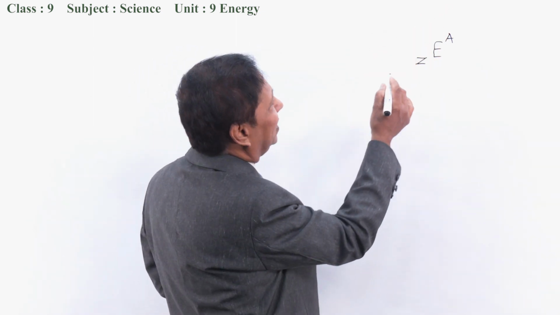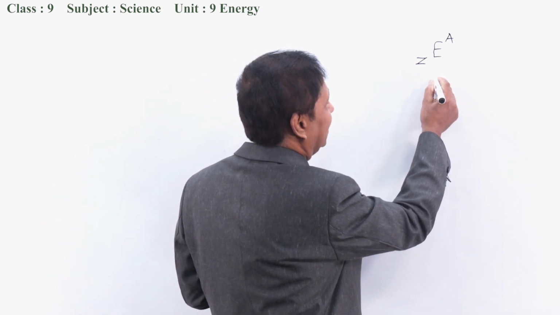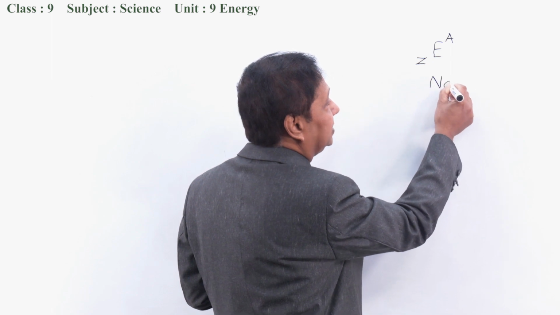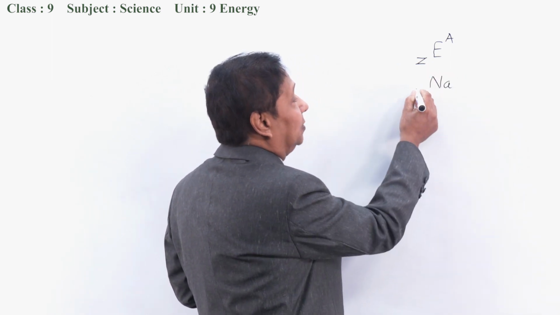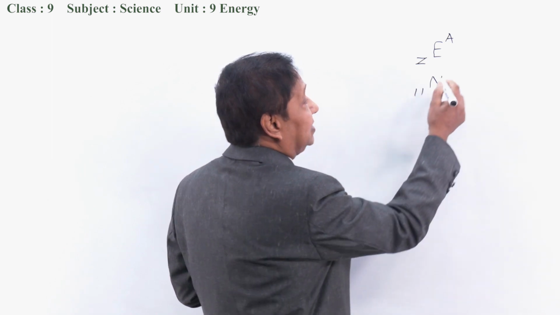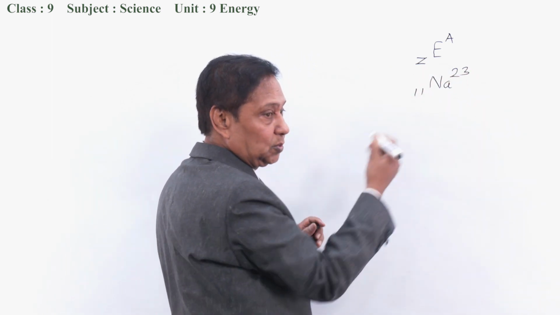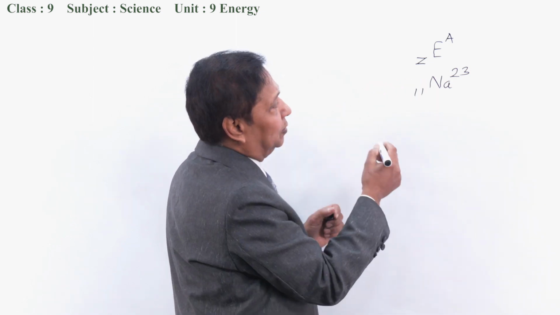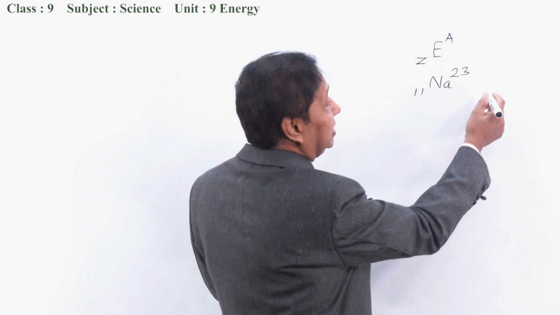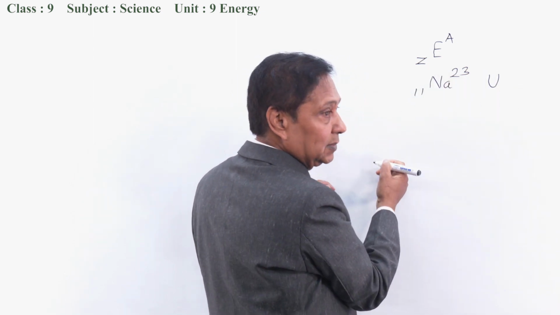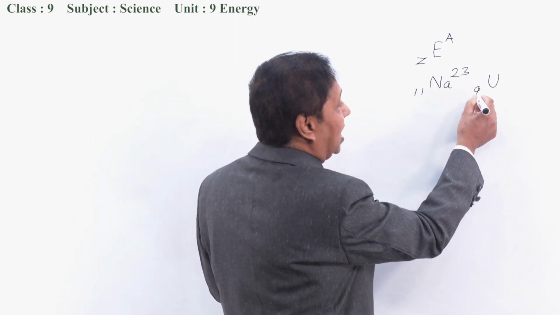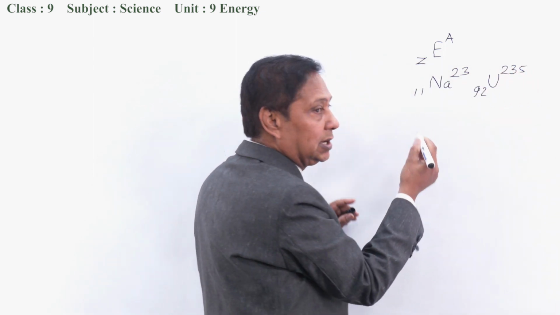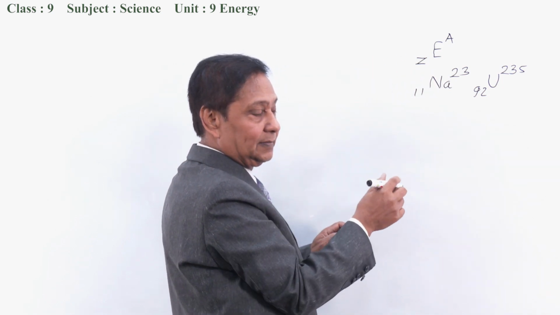Now, if we have to write sodium in a nuclear reaction, then the sodium symbol is Na, its atomic number is 11, and its atomic mass is 23. We have to write it this way in a nuclear reaction. In the same way, if we have to write uranium, the symbol is U, the atomic number is 92, and the atomic mass of uranium is 235. We write uranium like this in a nuclear reaction.